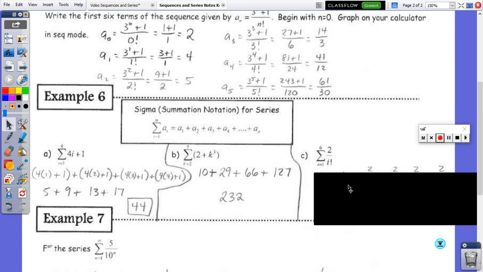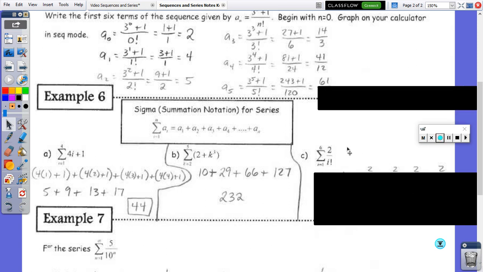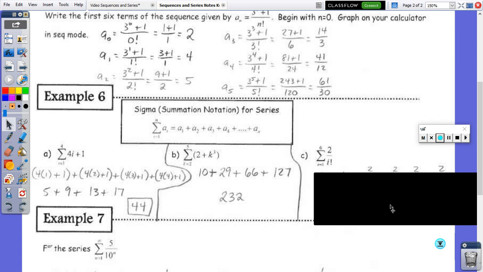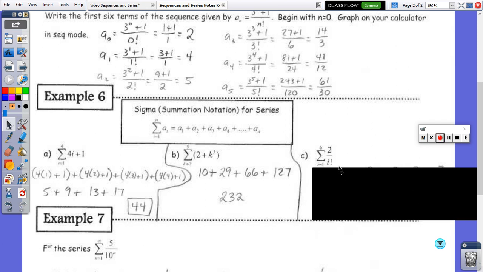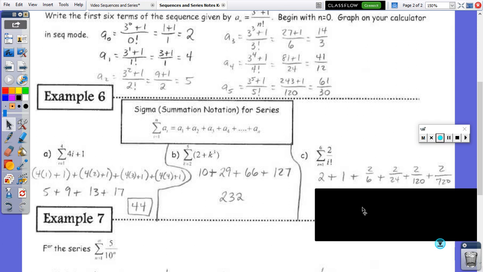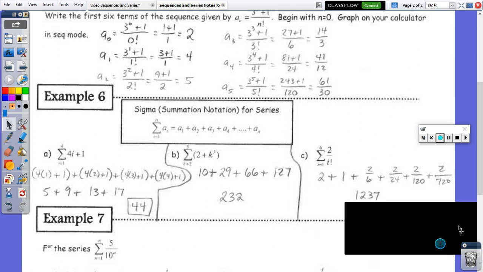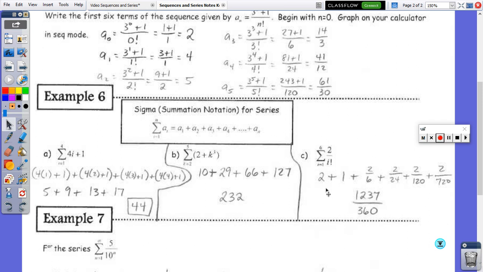Okay, let's do one more here. 2 over i factorial. So if you did 2 over i factorial, well, you plug in 1 factorial, you can see it'd just be 2 over 1 factorial. If you plugged in 2, that'd be 2 over 2 factorial, which is 2 divided by 2 is 1. If you plugged in 3, that'd be 2 over 3 factorial, which is 3 times 2 times 1. So 2 over 3 times 2 times 1 is 6. And just continue that process until we get to 6 factorial. So 2 over 6 factorial will be 720. And then that sum is simplified fraction 1,237 over 360.